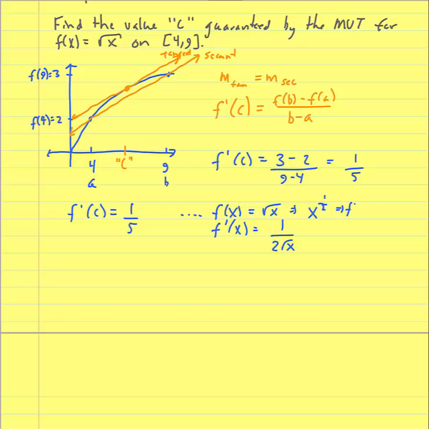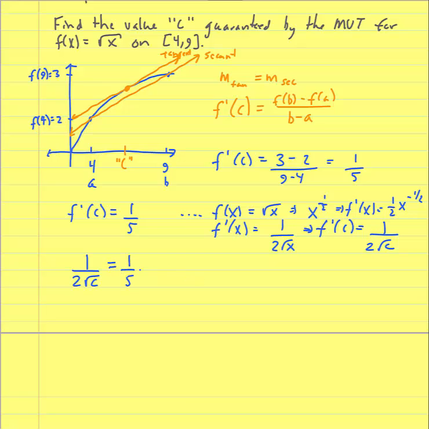So if I took my derivative, I'd bring the 1/2 down, decrease the exponent by 1, and then I rewrite this negative exponent down into the denominator. So basically I have 1 over 2 root c, and the reason I'm going to call it c is I need f prime at c. So this is f prime at x. F prime at c is 1 over 2 root c equals 1/5.